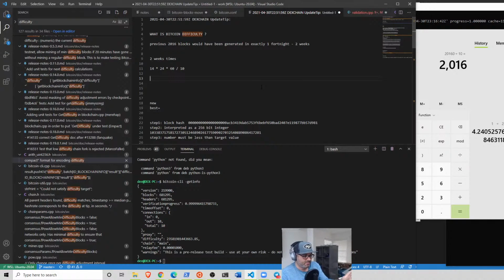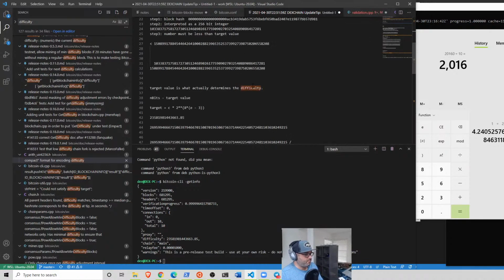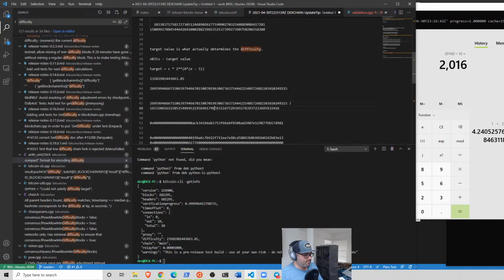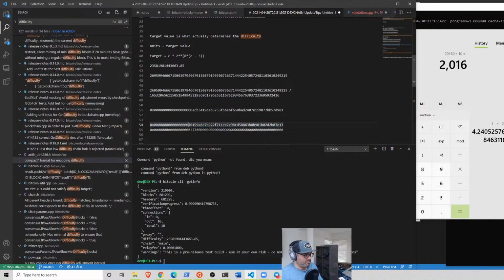That's it. We take the previous 2016 blocks, and we take the difference between the number you got and the target. This number is a little smaller than this number, right? It has the same number of zeros. If it had more zeros, then it's a lot smaller. So the smaller it is, the higher the difficulty adjustment will be.